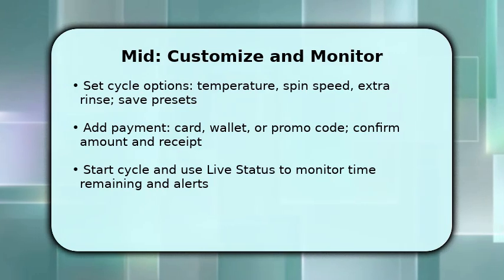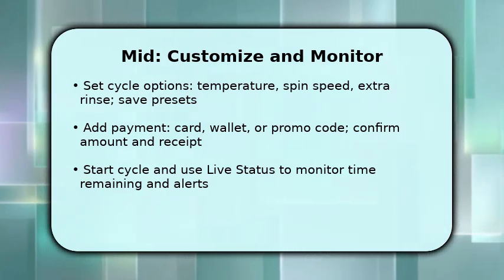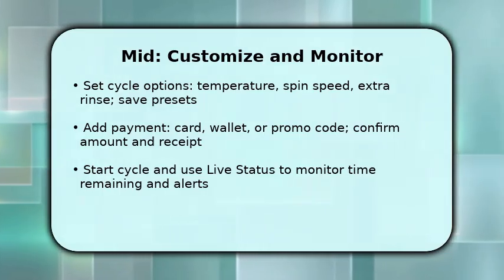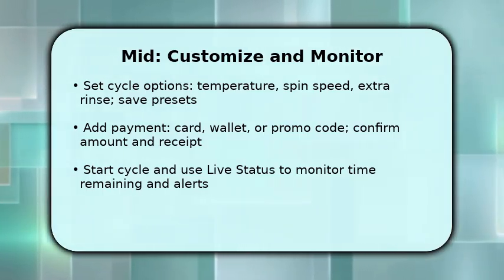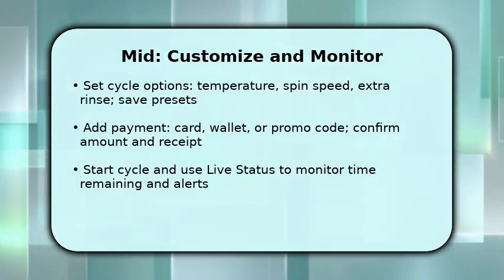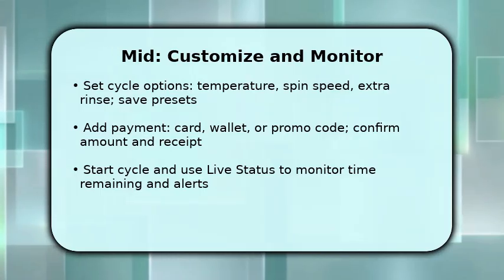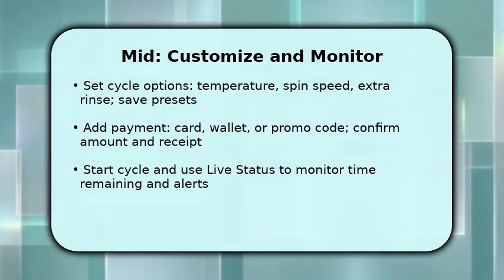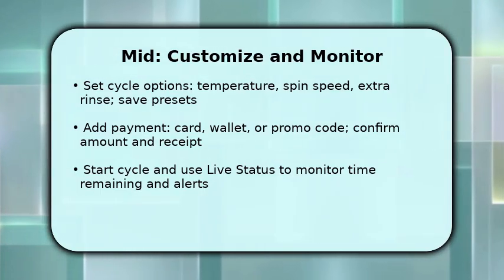Once connected, customize the cycle to match fabric and soil level, adjust temperature and spin speed, and add rinse options if needed. Then add payment details, card, app wallet, or promo code, confirm the charge, and save a receipt for records. After you hit Start, use Live Status to watch the timer and receive push notifications for completion or errors.